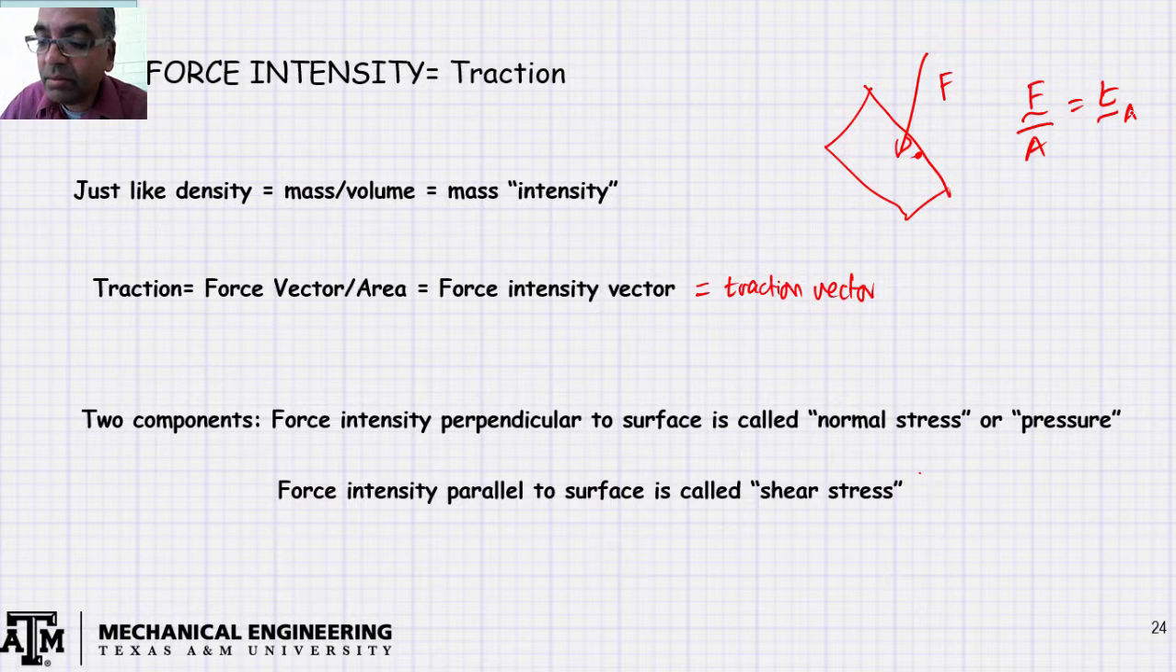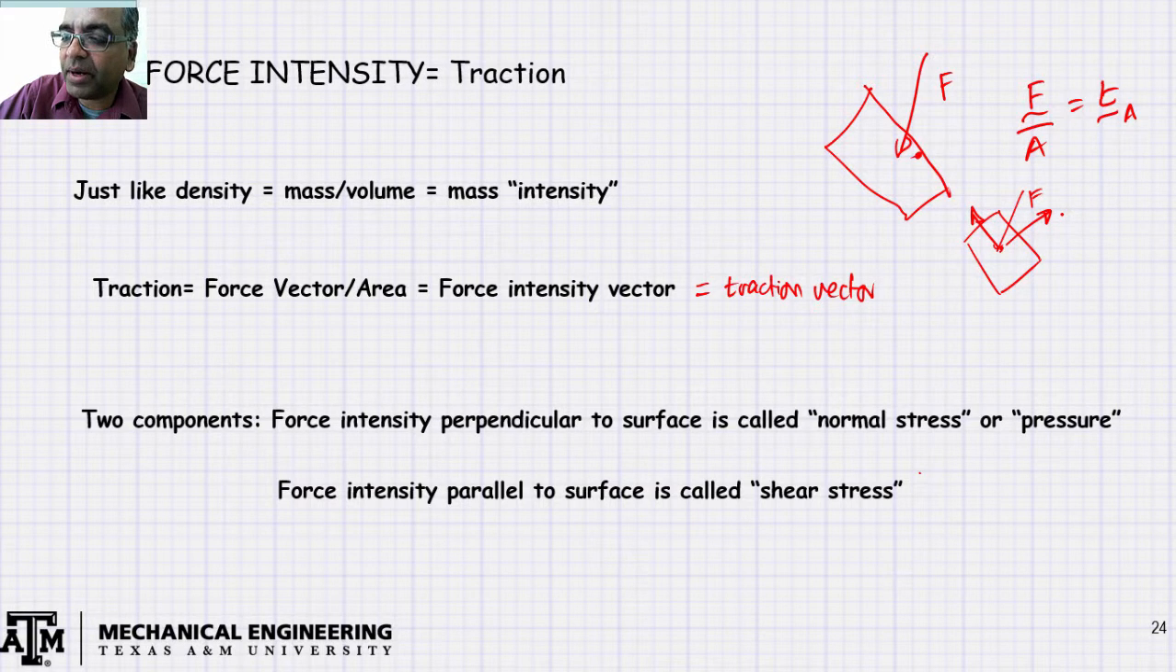And it comes in two flavors. One is normal, perpendicular to the surface. Of course that's nothing more than just a resolution of the force. So you've got a force F, you've got something that's perpendicular, something that's parallel. The one that's perpendicular to the surface is called pressure or normal stress. Actually you should say normal force intensity, and this other one is traction or shear stress, shear force intensity.